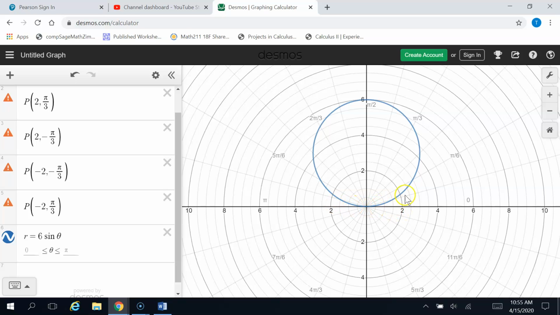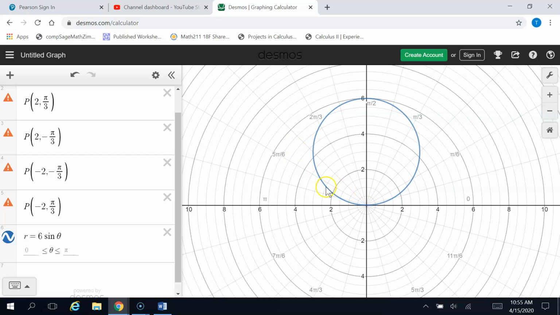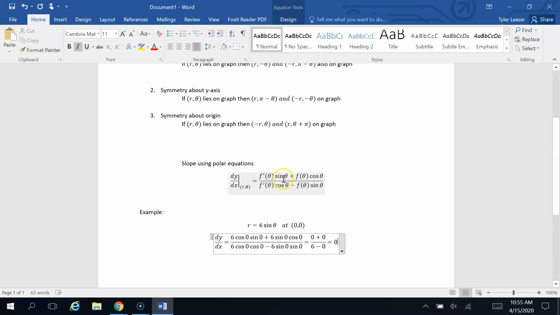Now if I had done this maybe here, at this location, then I would have gotten a positive slope of maybe 1 or something like that. If I did it over here, I would have gotten a negative slope, and so on and so forth. So it's very easy. Just the awful part is the formula and plugging stuff into the formula. But that's it for section 4.